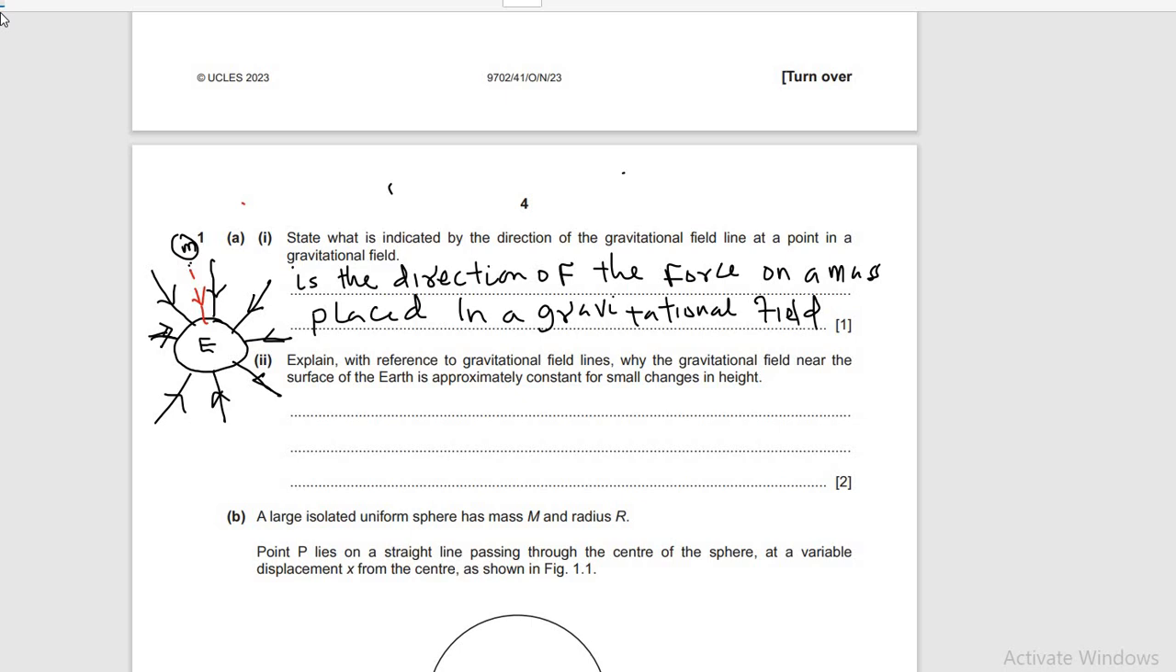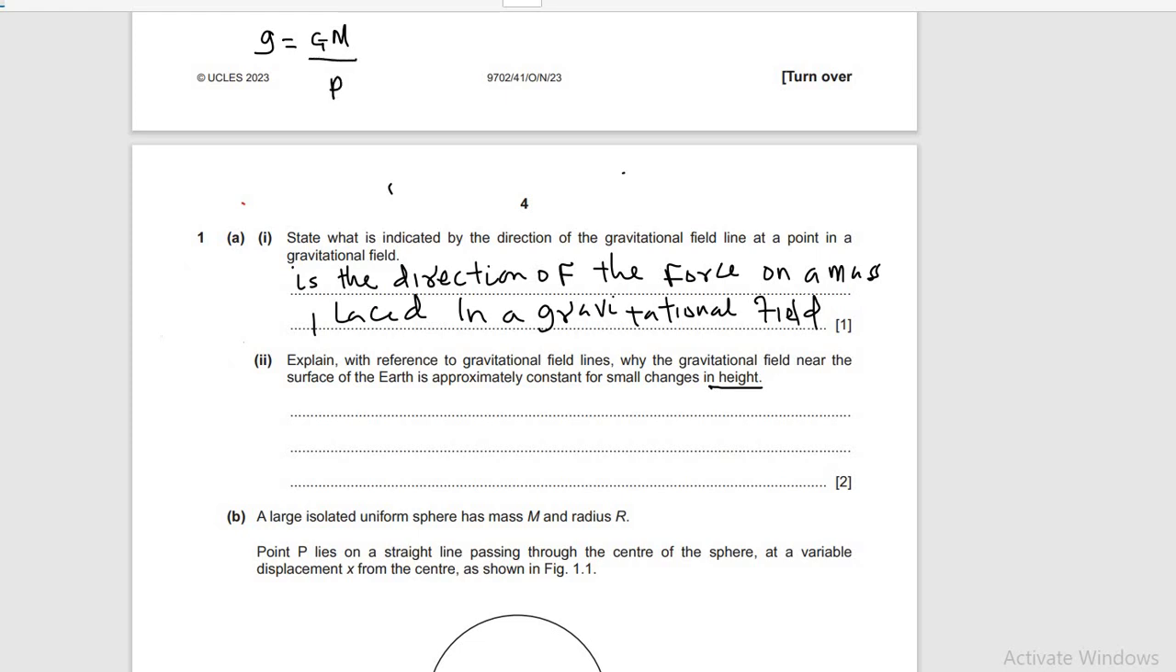The second question: explain with reference to gravitational field lines why the gravitational field near the surface of the Earth is approximately constant for small changes in height. Now, what's the formula for gravitational field? The formula for gravitational field is GM over r squared.